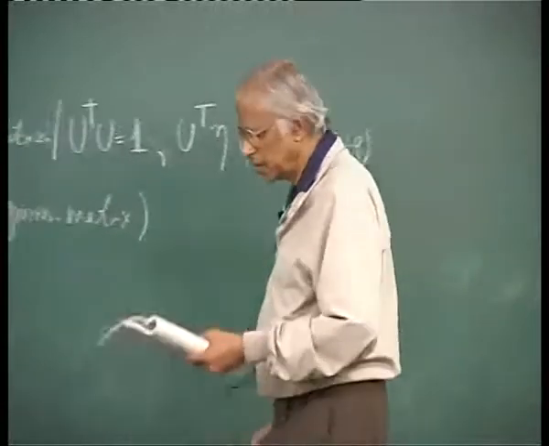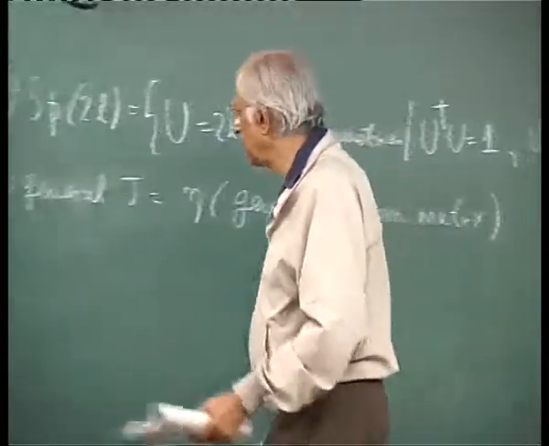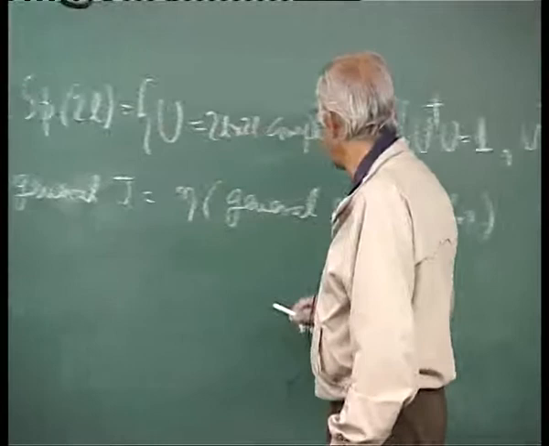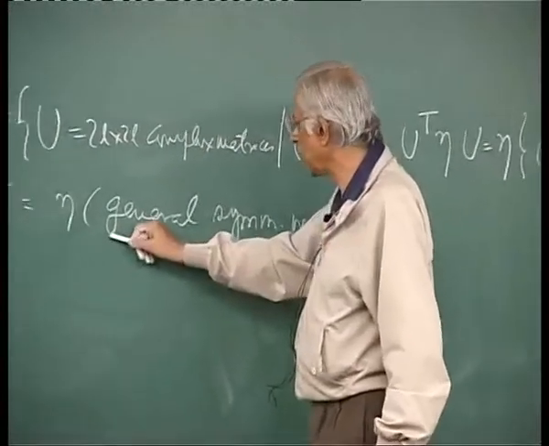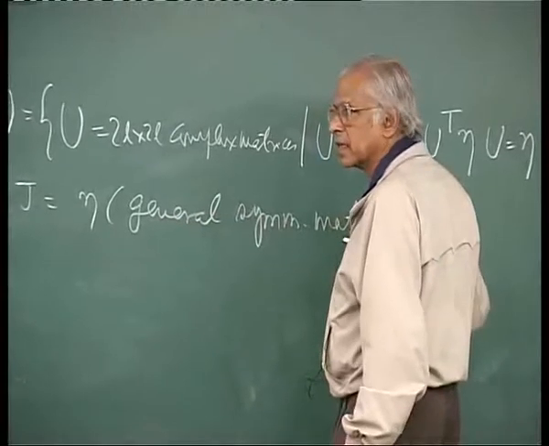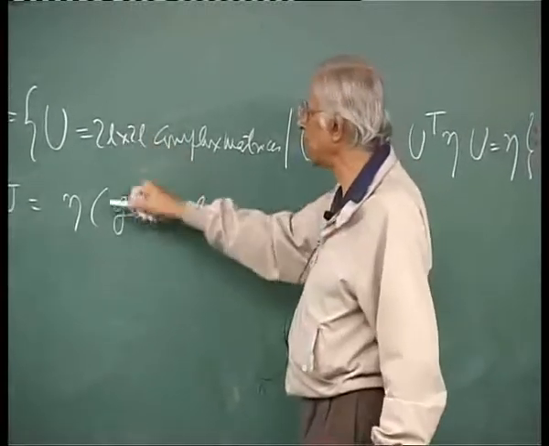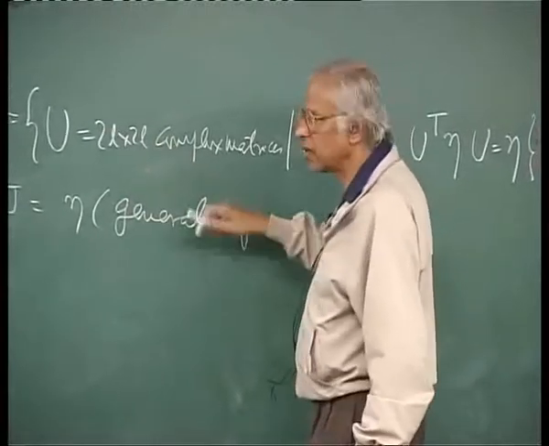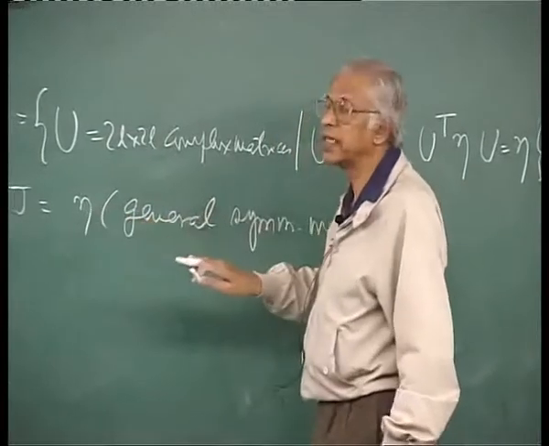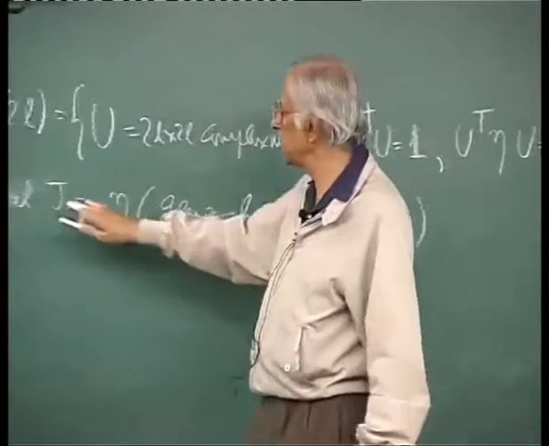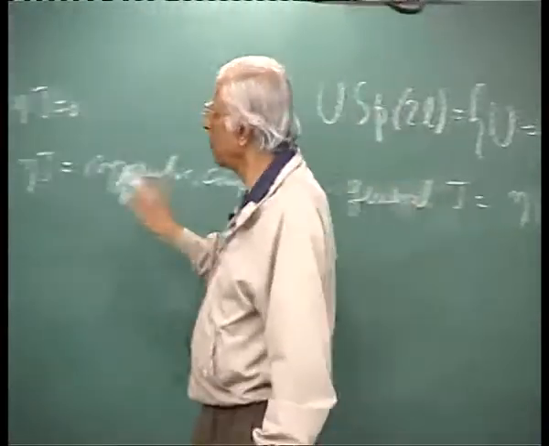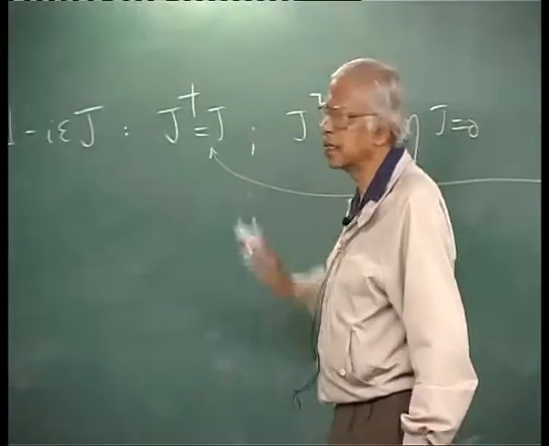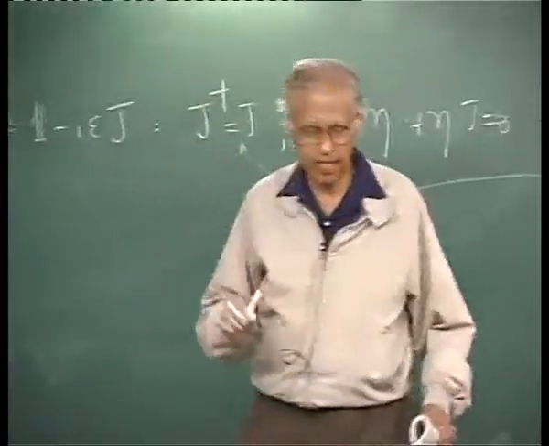So what we do is the following. We construct a basis for all symmetric matrices in 2L dimensions. Take each one of them, put an eta in front of it. That will give you a basis for our generator, J. On top of it, after doing that, you impose this condition. Okay, so you see the strategy.